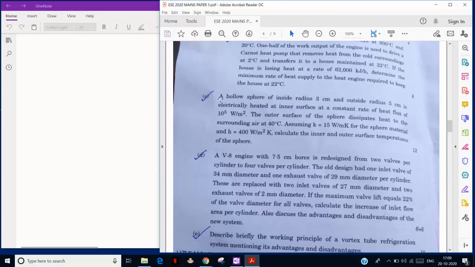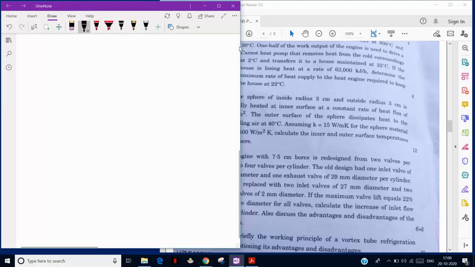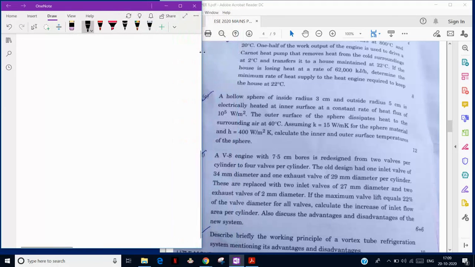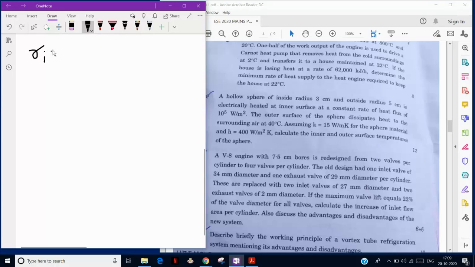So what the question says is that there is a hollow sphere of inside radius 3 centimeter. I am writing simultaneously here: a hollow sphere, so inside radius Ri is 3 centimeter given to us, and outside radius Ro is 5 centimeter given.